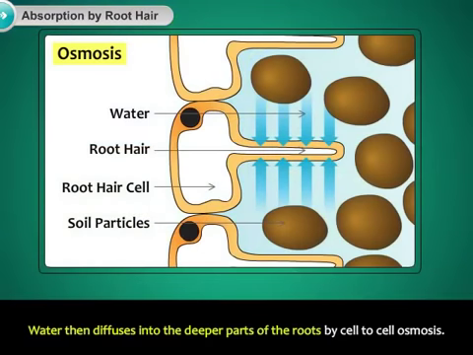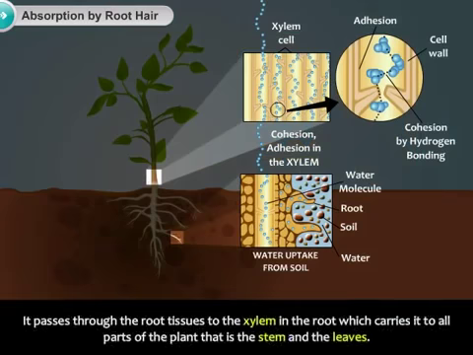Water then diffuses into the deeper parts of the roots by cell-to-cell osmosis. It passes through the root tissues to the xylem in the root, which carries it to all parts of the plant, that is, the stem and the leaves.